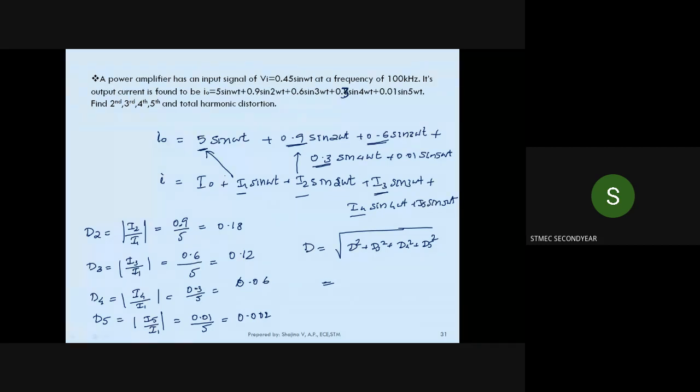0.224. Okay. So it is 0.2245, right? So this is also we are expressing in percentage. So into 100, it will be 22.45 percentage total distortion. Okay. So that's about harmonic distortion. So now we can conclude the section of power amplifier.